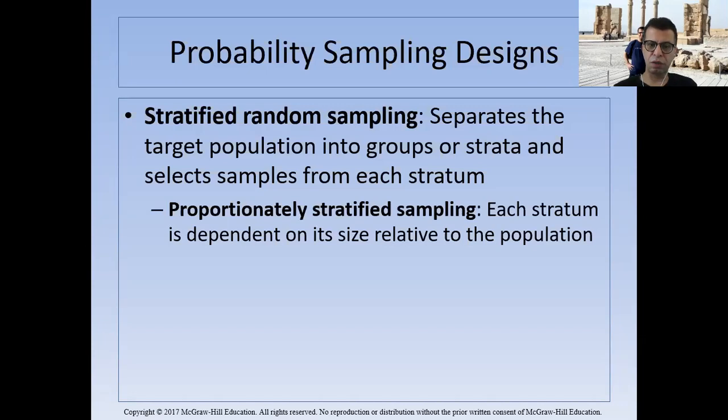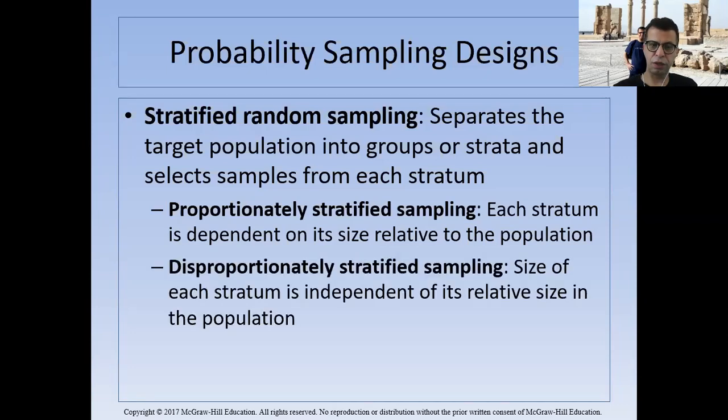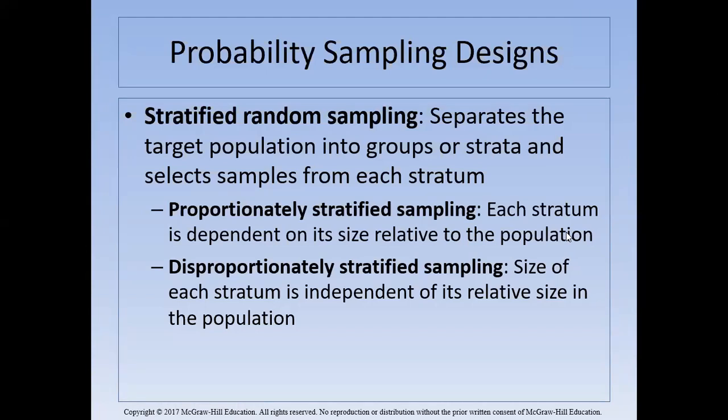In proportionally stratified sampling, the size of each stratum depends on its size relative to the population. Non-proportionally stratified means the size of each stratum is independent of its relative size in the population. So if you say, when I'm separating each ethnic group, I will ask 5% of them.